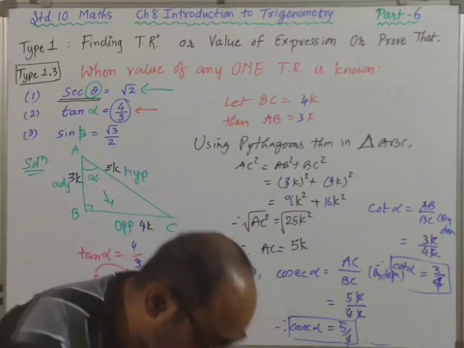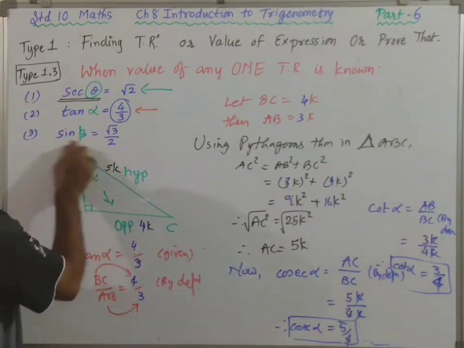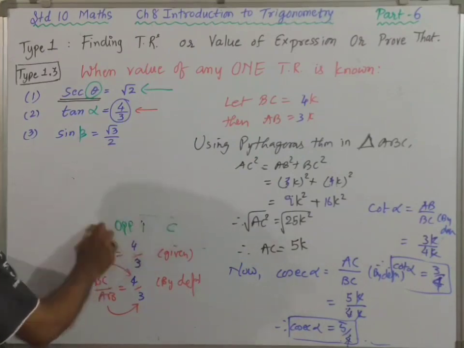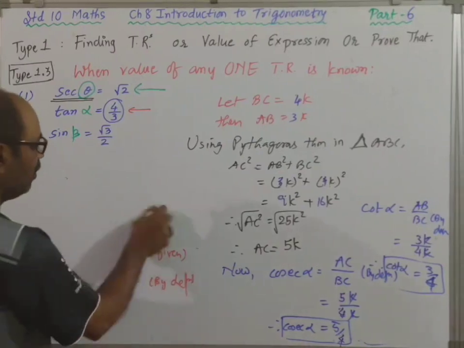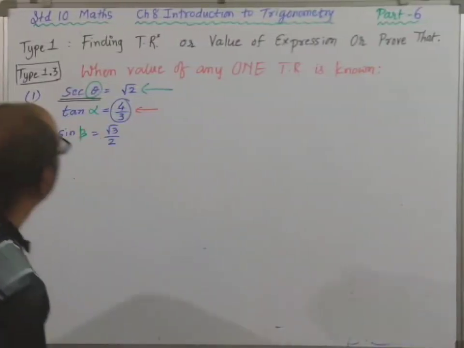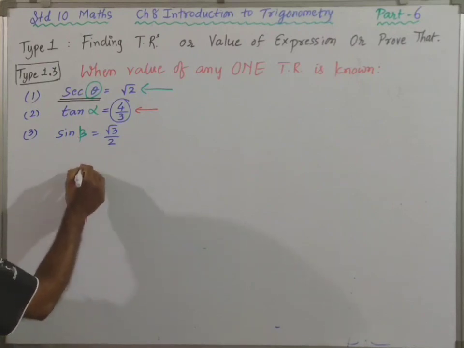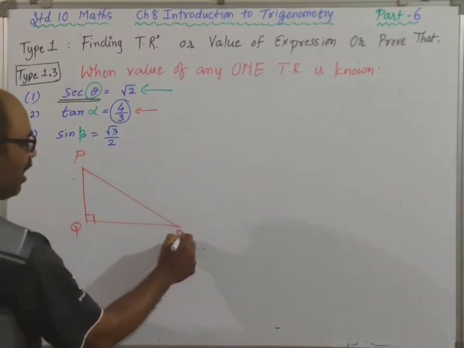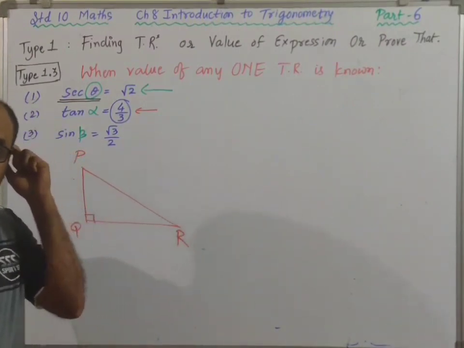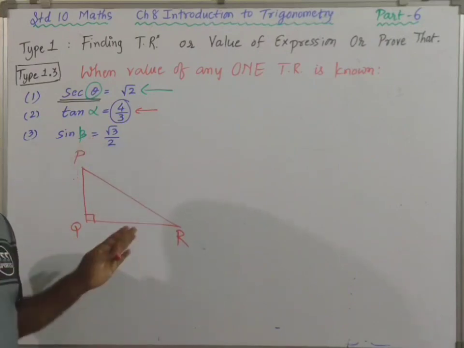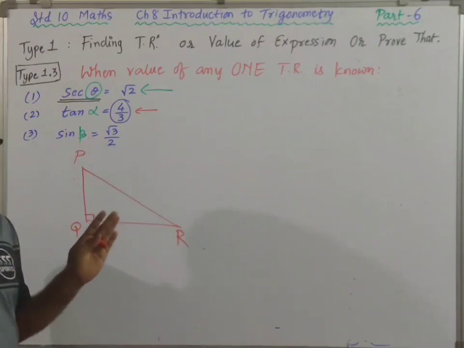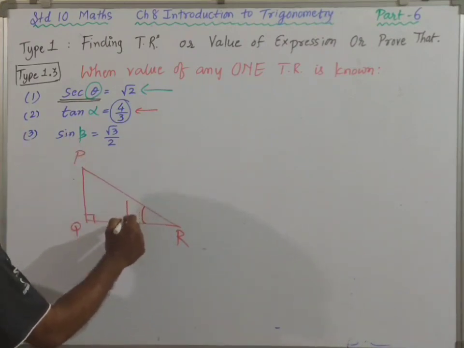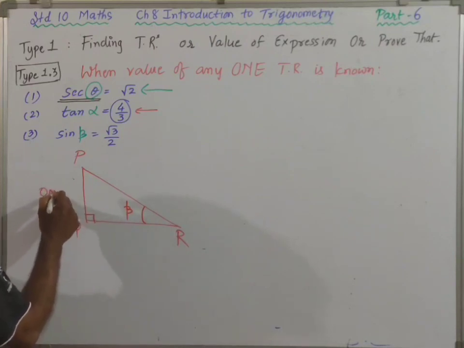Now we will see sine beta. In this trigonometric ratio, one value is given, that of sine beta, and we have to find the value of the remaining ones. As usual, I'm going to draw a right triangle. I'm changing the name of the triangle to PQR instead of ABC. In 10th standard, we are going to see trigonometry of only right triangles. I'll call this angle beta. With respect to beta, this is the opposite side.